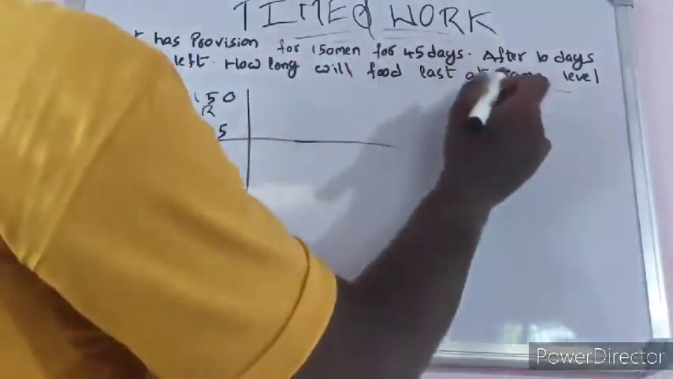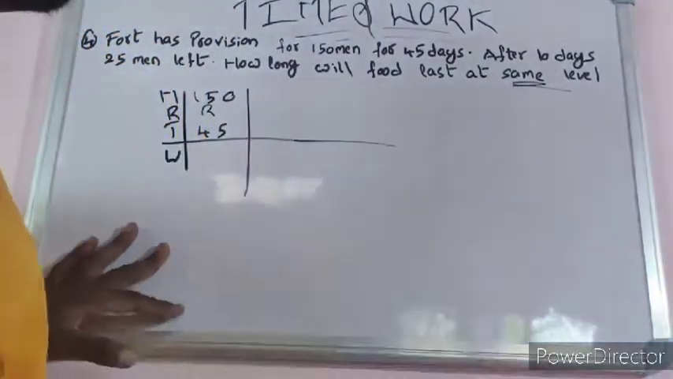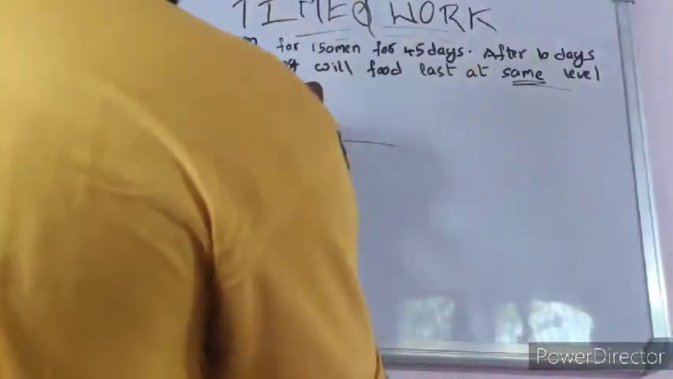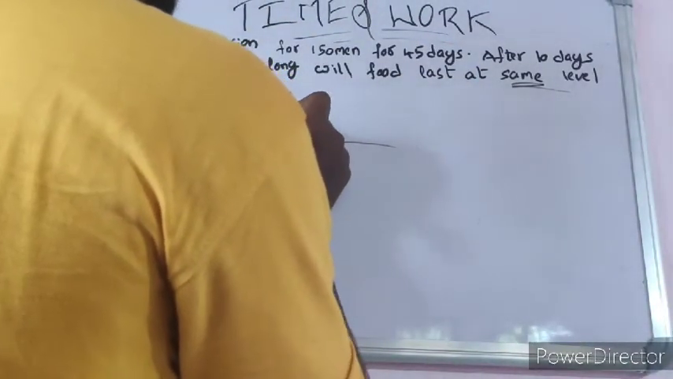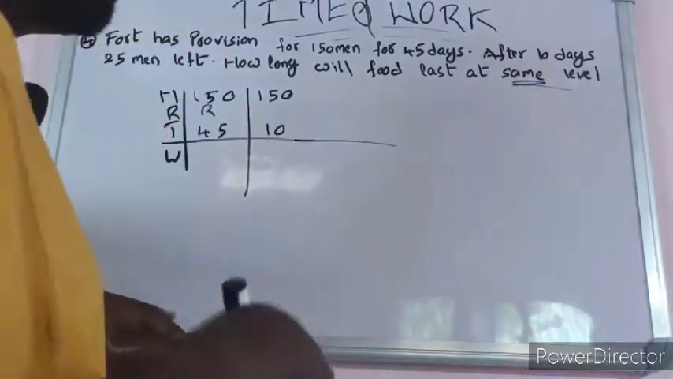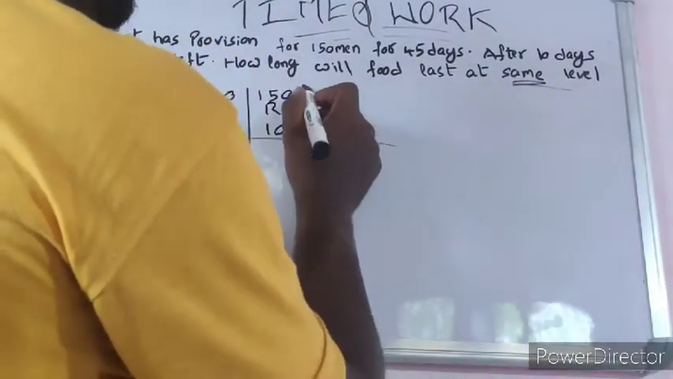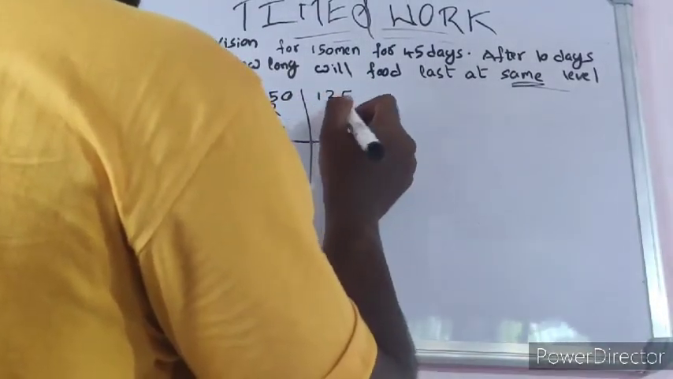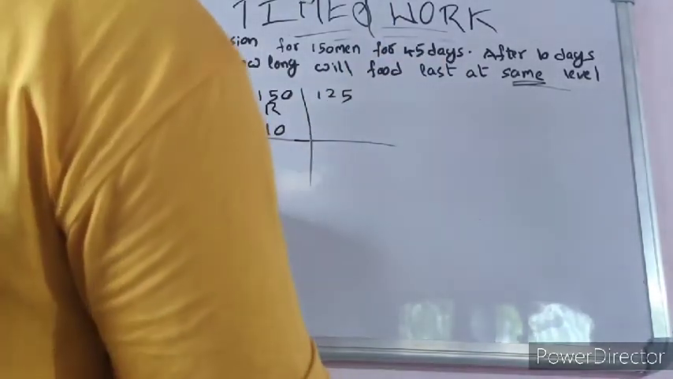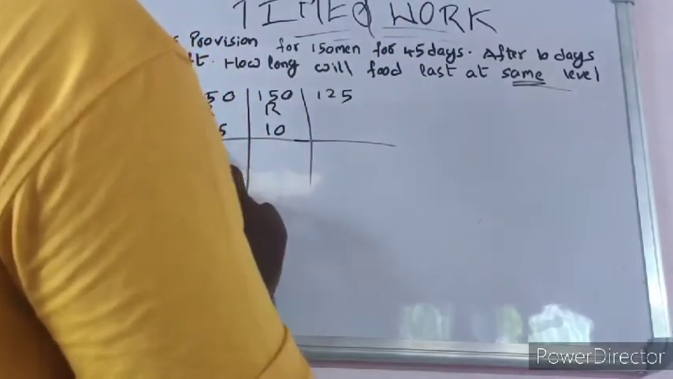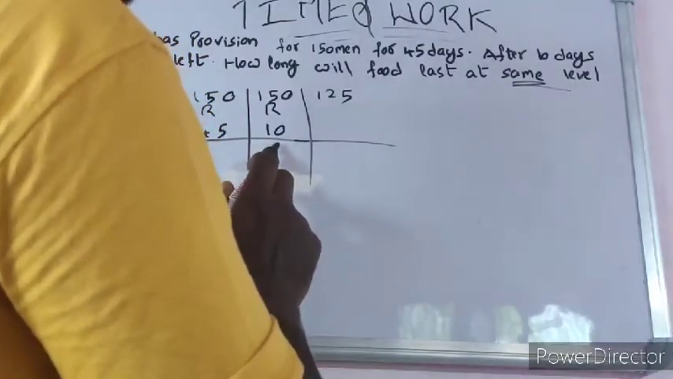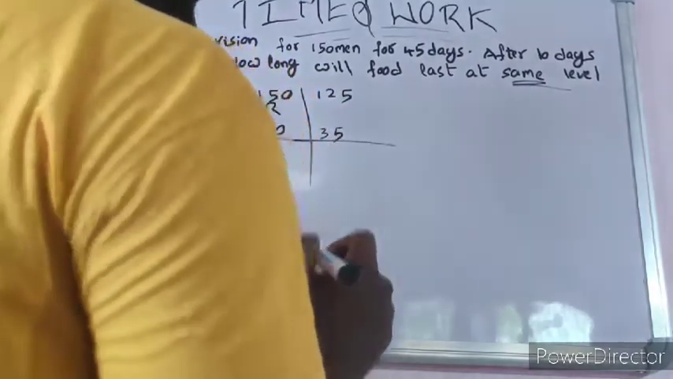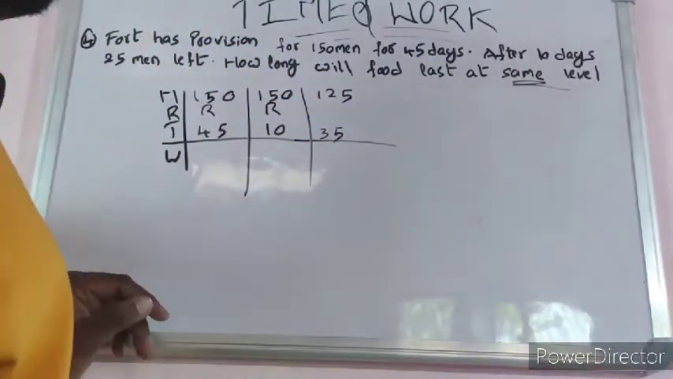So next what happened? After 10 days 25 men left. That means till 10 days those 150 men were there and eating. So 150 men for 10 days, how much did they eat? The rate was same. After 10 days what happened? There were only 125 people left because 25 people already left. So how much time do we have left? 45, after 10 days we have what? 35 days left. Is it right?